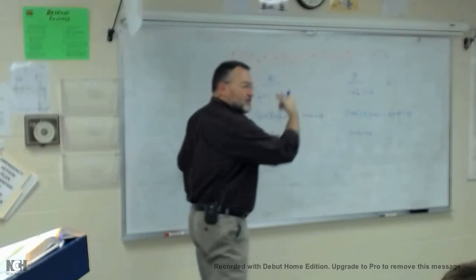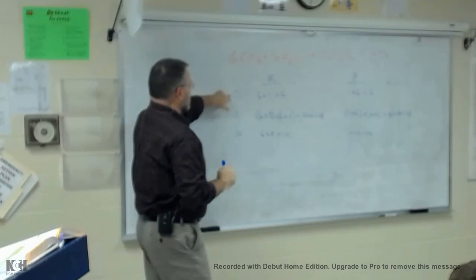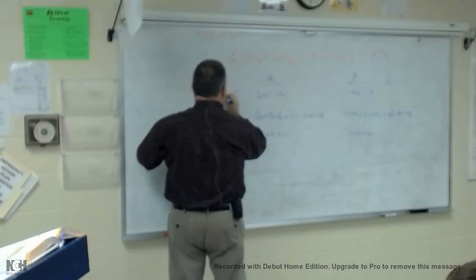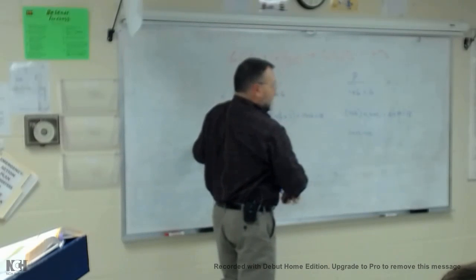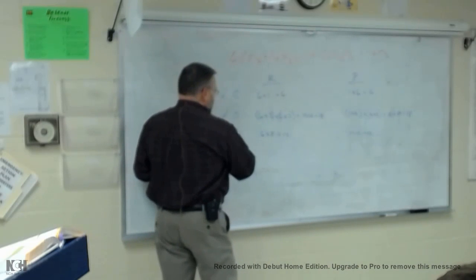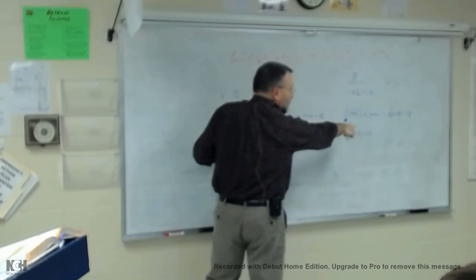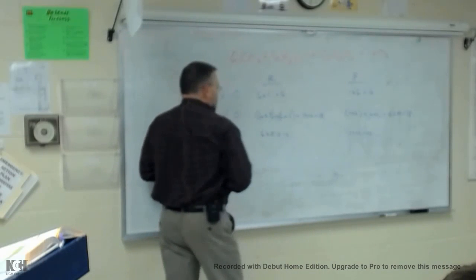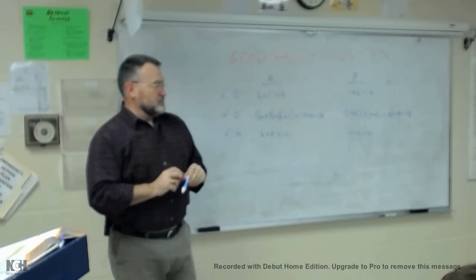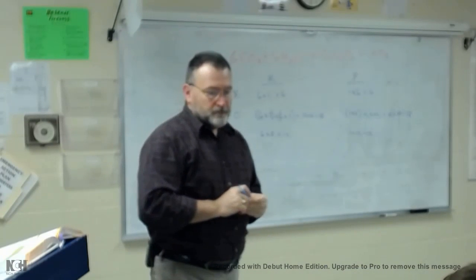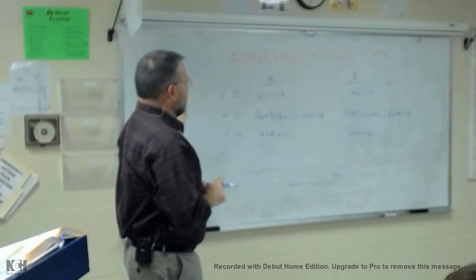Now I'm going to look at every one of the elements. Carbon, 6 and 6. The carbon's balanced. Oxygens, 18 and 18. The oxygen's balanced. Hydrogen, 12 and 12. The hydrogen's balanced. If every element is balanced, the equation is balanced. Okay? If every element is balanced, then the entire equation is balanced.